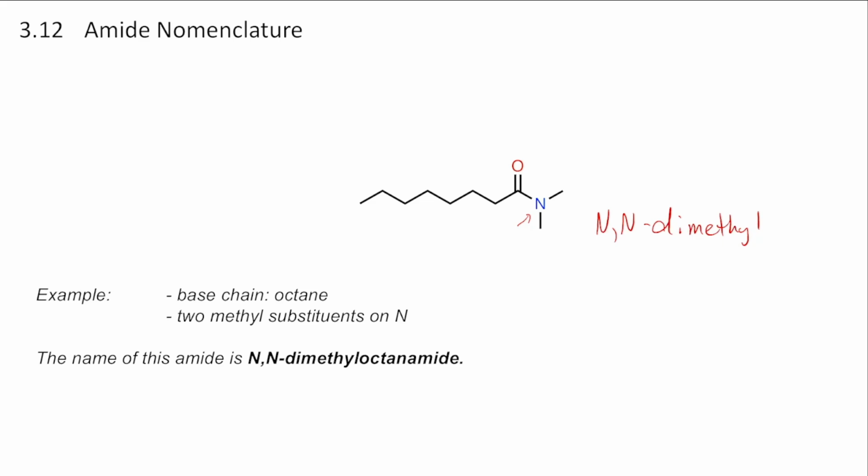Our longest chain that has the carbonyl carbon is 1, 2, 3, 4, 5, 6, 7, 8. So this starts from octane, and it becomes octanamide. And before the octanamide, we list the 2 substituents, and we get N,N-dimethyloctanamide. And notice there's no space, again, between the substituents and the base chain name. So sometimes you can end up with pretty long names for these things.